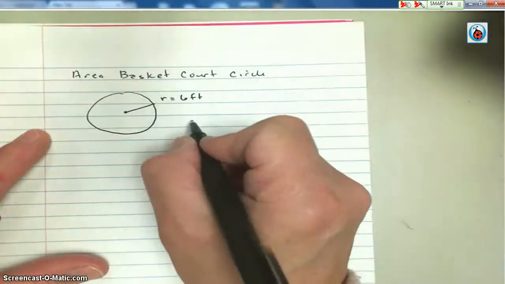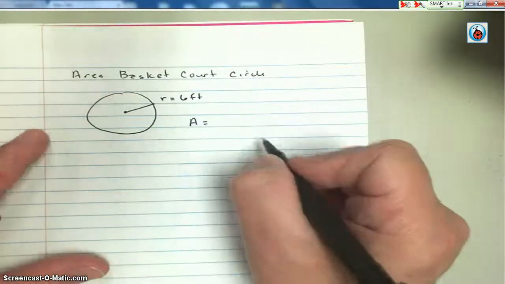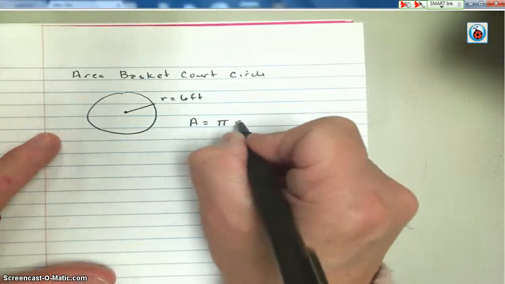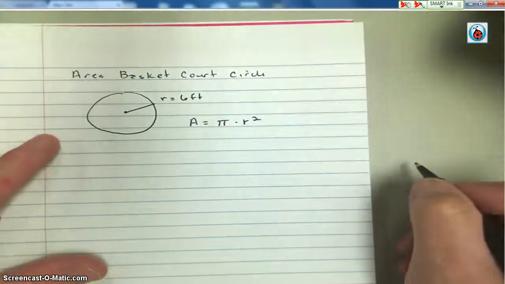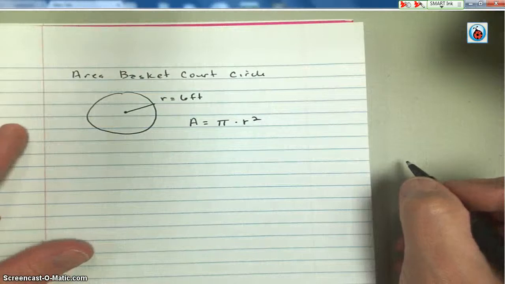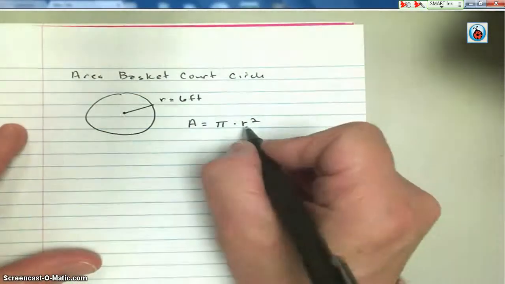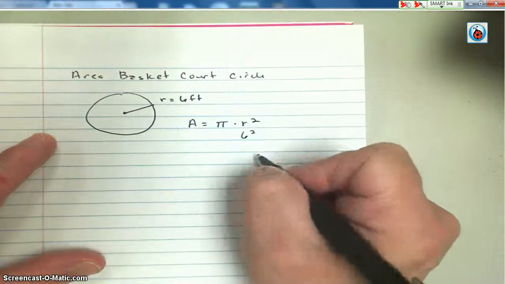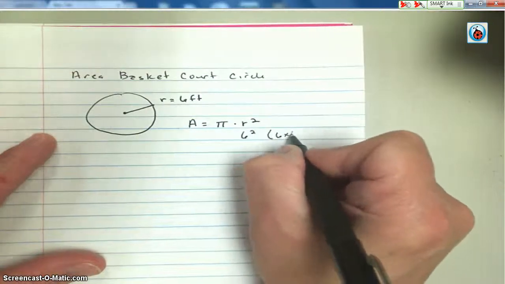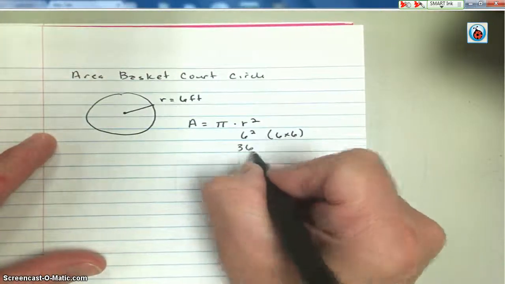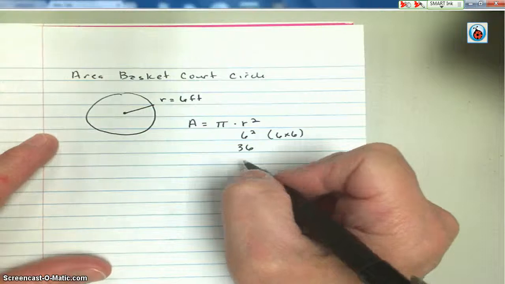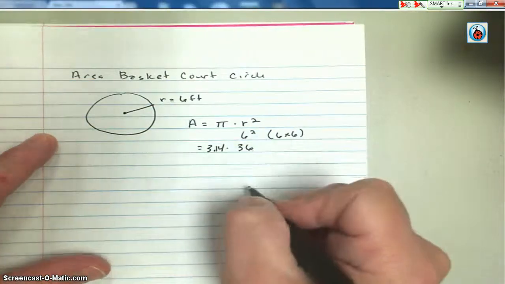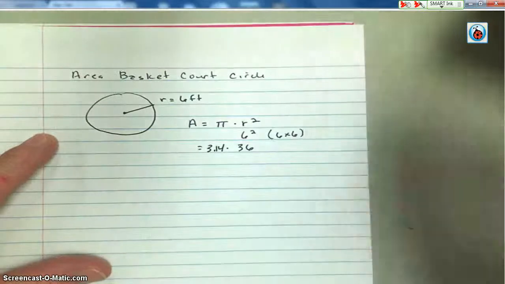And again, let's write our formula down so we get used to using it. Area is equal to pi times radius squared. Now in this circumstance the radius is 6, so it's 6 squared. That's like saying 6 times 6, which of course is 36. And then we're going to multiply this times pi. And again, this is where your calculator comes in handy.